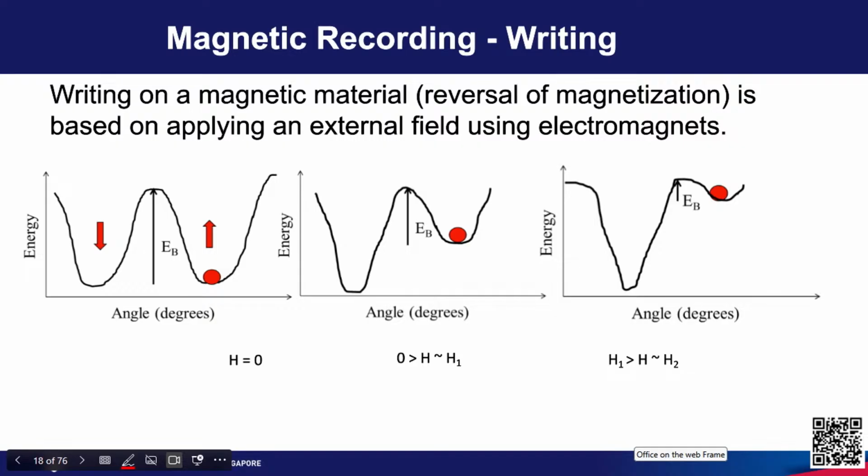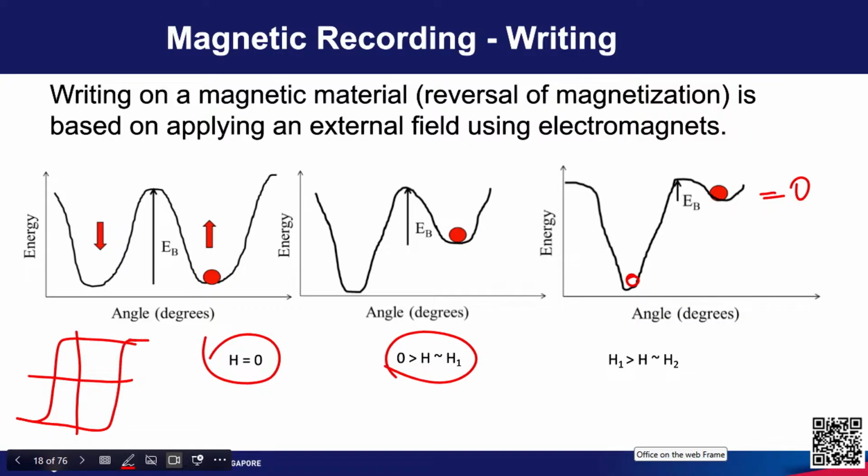So, we use electromagnets to produce a certain magnetic field, and that magnetic field changes the energy landscape. I told you that at zero field, this is how the energy landscape looks, but as you apply more and more field, you can change the energy landscape. If this field is sufficiently large, this energy barrier will become zero. Finally, this will be the only stable state, so the magnetization will switch. This is one way of explaining it, but you can also use the hysteresis loop. We apply a field much larger than the coercivity so that we can switch the magnetization.